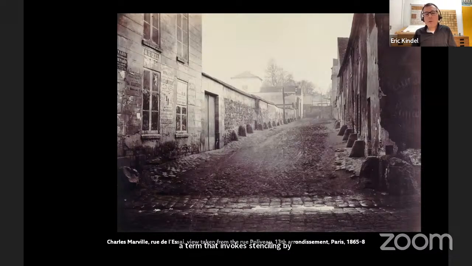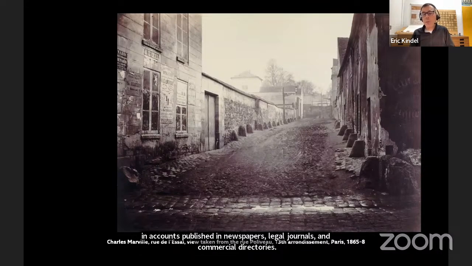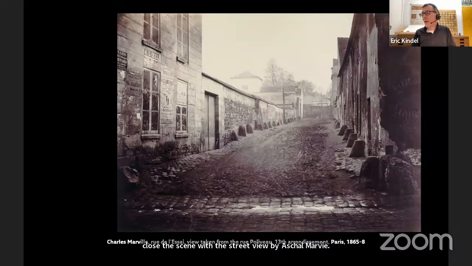The practice appears to have been most common in the 1840s, 50s, and 60s, though evidence of it apparently survives only in contemporary photographs and in accounts published in newspapers, legal journals, and commercial directories. I'll close the scene with the street view by Charles Marvy, taken while he was working as a photographer for the city of Paris.